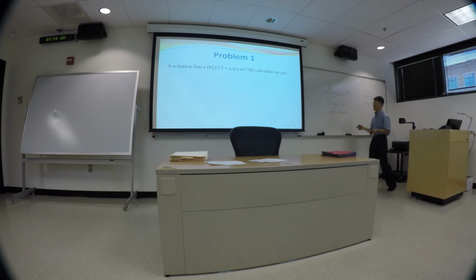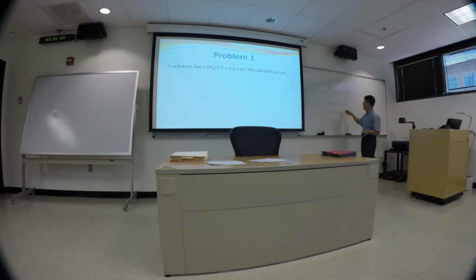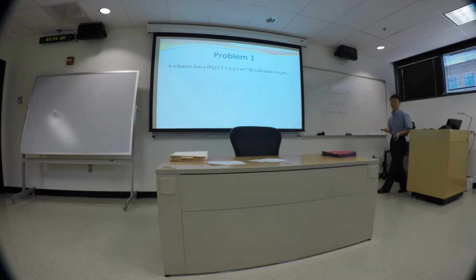I thought I had the answer on the slides. So it's going to be 4 point something. Log 5.5 is probably somewhere around 0.3, 0.4. So 5 minus log 5.5 is going to be 4 point something, meaning this solution is acidic, right? Less than 7, supposed to be acidic.